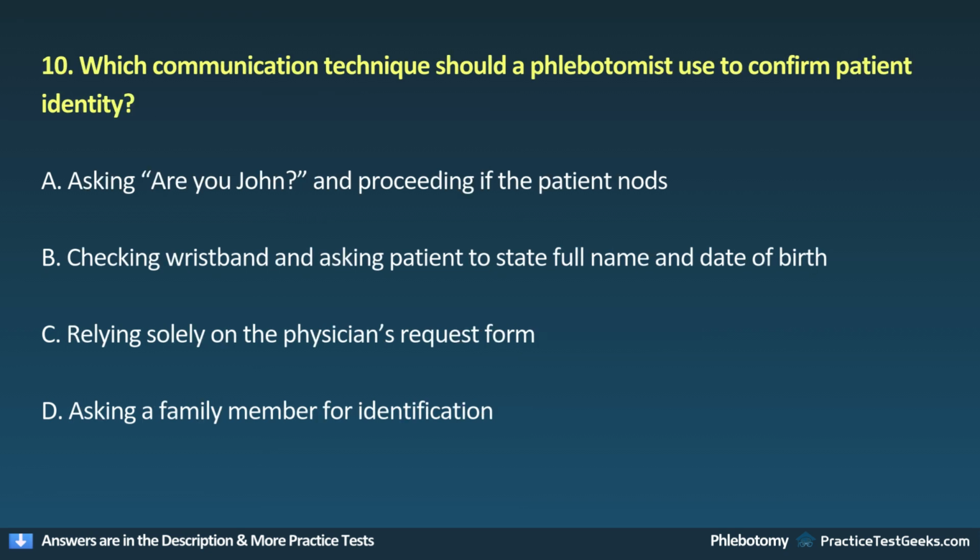10. Which communication technique should a phlebotomist use to confirm patient identity? A. Asking, "Are you John?" and proceeding if the patient nods. B. Checking wristband and asking patient to state full name and date of birth. C. Relying solely on the physician's request form. D. Asking a family member for identification.